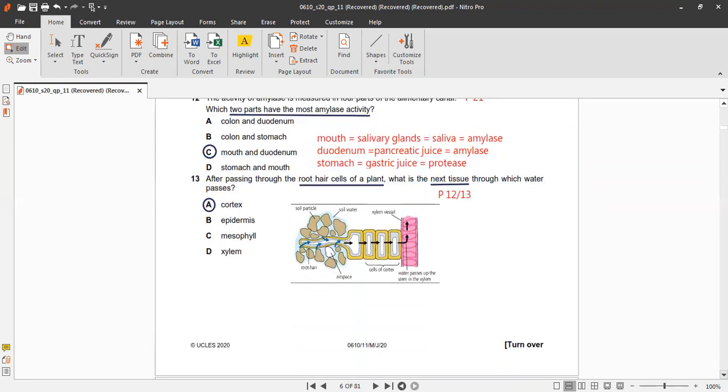After passing through the root hair cells of a plant, what is the next tissue through which water passes? Yes, the next tissue, the cells of the cortex. Then water passes up the stem in the xylem.